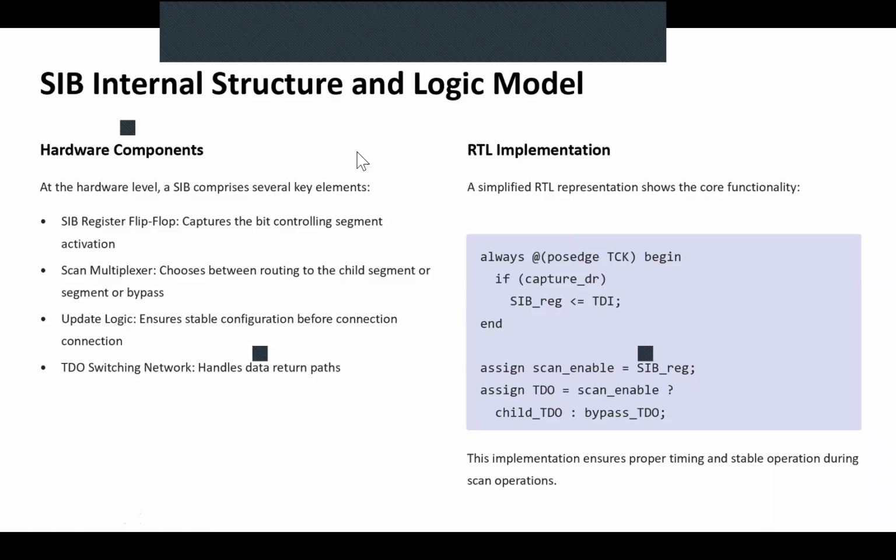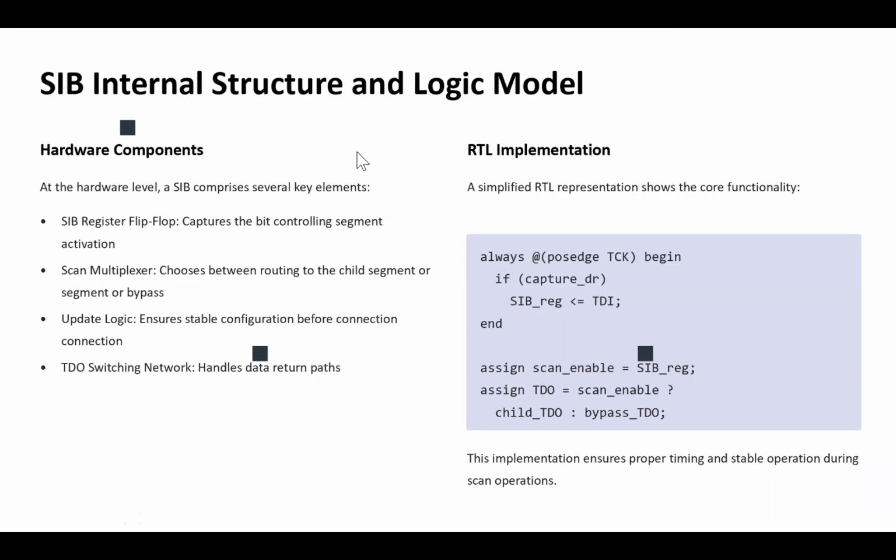Now, there are some internal structures, both from the hardware component and RTL implementation, that we need to discuss. Like at the hardware level, the SIB comprises several key elements. Okay, the SIB in the hardware includes a few small specialized digital logic components that work together to decide whether or not to include a scan segment. So the idea of turning on or bypassing the segment is not just conceptual. It's implemented using real logic gates and registers inside the chip.